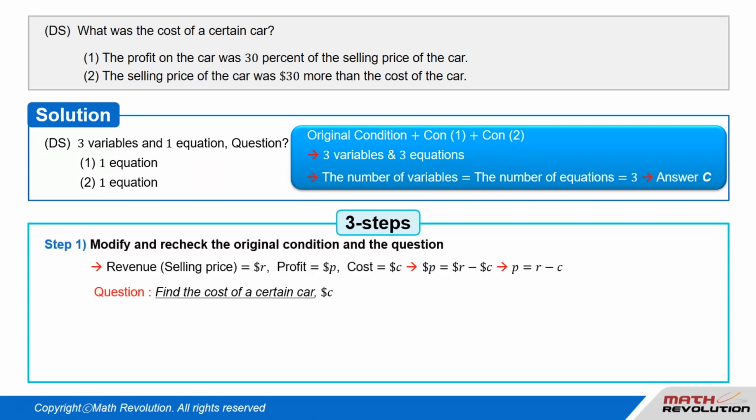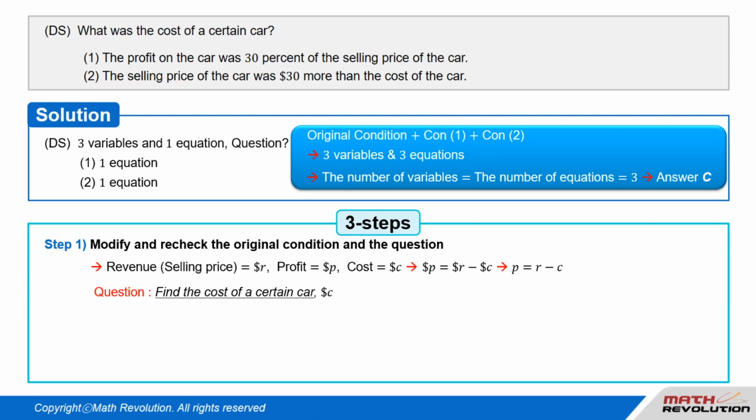Follow the first step of the variable approach by modifying and rechecking the original condition and the question. When we see the 2 conditions, we have 3 different terms: selling price, profit, and cost. Let these 3 terms be $R, $P, and $C, respectively. We know that $P equals $R minus $C, or P equals R minus C. We have to find the cost of a certain car, $C.